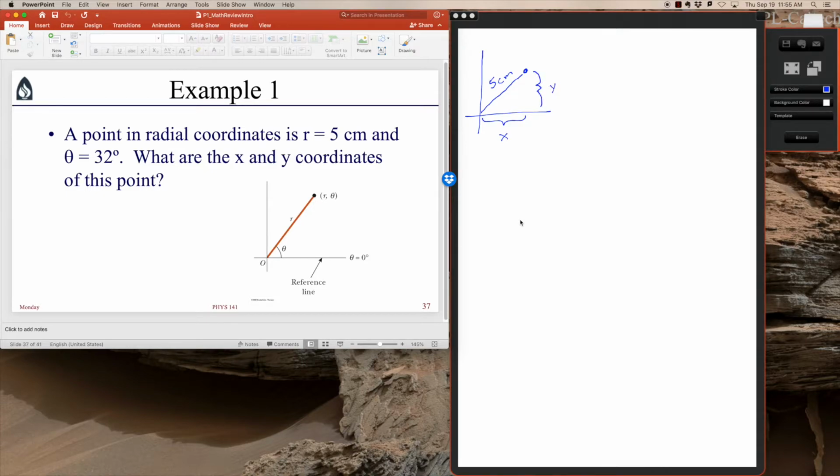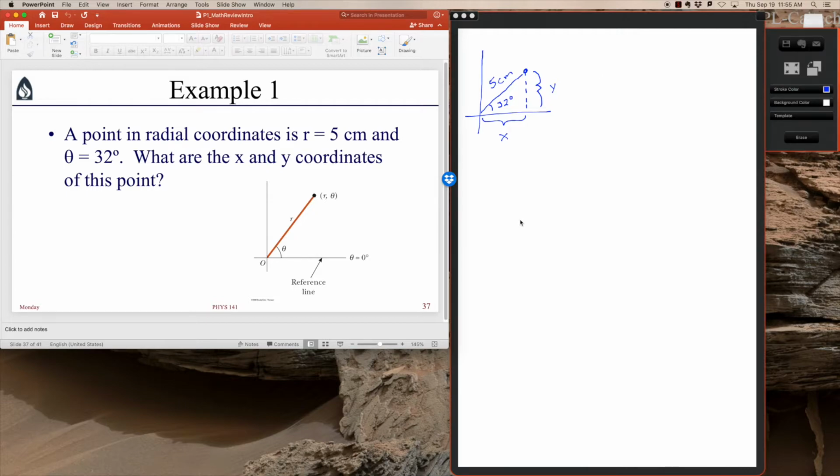Now I can make this a little bit simpler if I drop a line directly down from the point to the x-axis. I know this angle is 32 degrees, and so now I have a triangle that I can use some trigonometry with in order to find these distances or these coordinates in the x and y coordinate system.